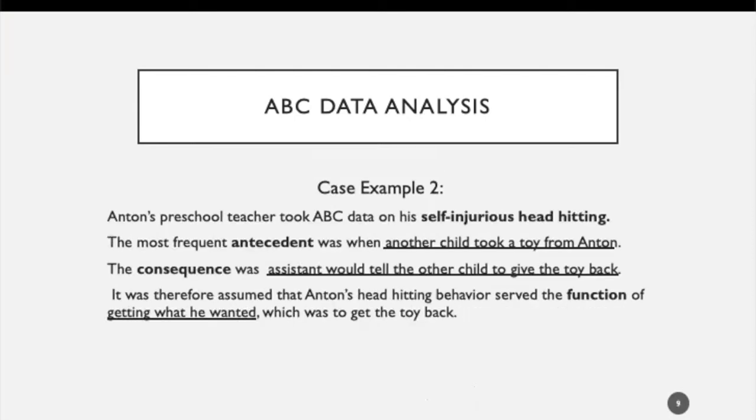Case example 2 is Anton, who's a preschool student, was having self-injurious head-hitting behavior. His teacher noticed through looking at the antecedent that it often happened when another child would take a toy from Anton. The consequence was that the assistant teacher would then tell the other child to give the toy back. The function was then hypothesized that Anton was head hitting to get what he wanted, that tangible function.